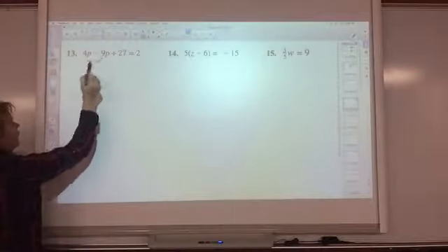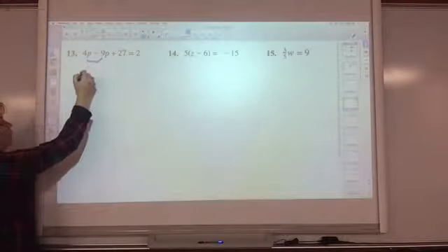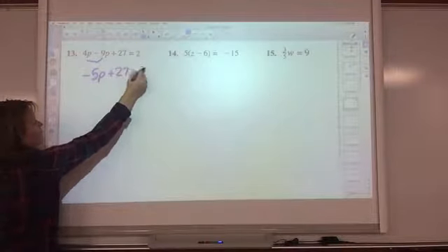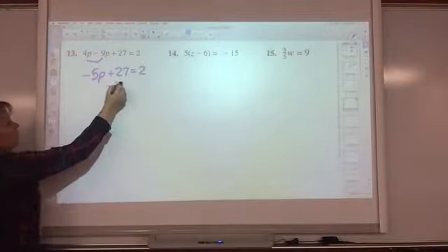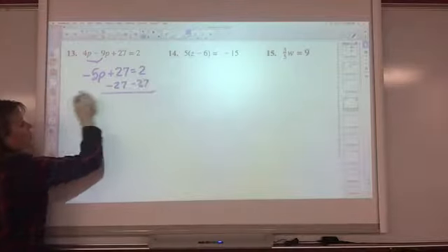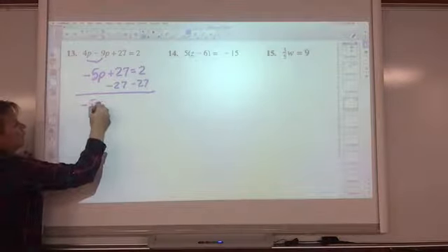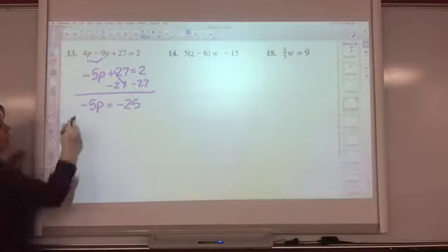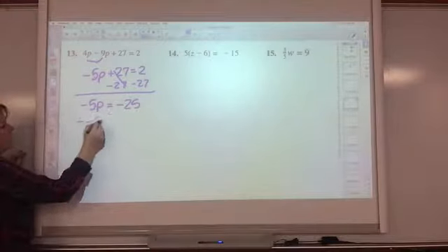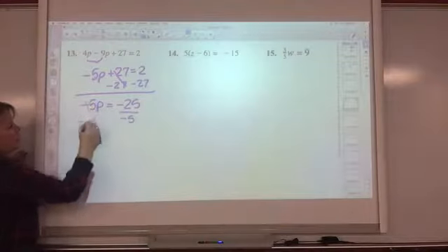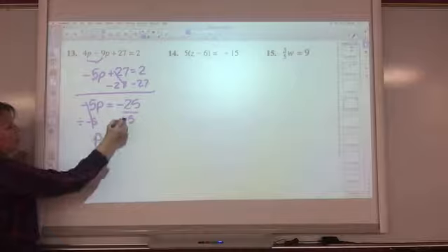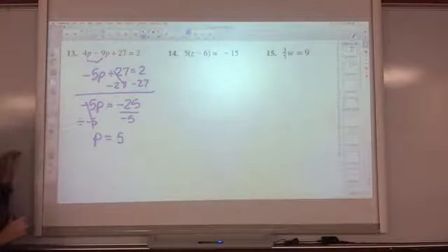I'm going to add these like terms together first. 4 minus 9 is negative 5p. Complete the rest of the equation. Subtraction property of equality comes next. Equals negative 25. Divide by negative 5 on both sides to get p equals 5. A negative divided by a negative is a positive.